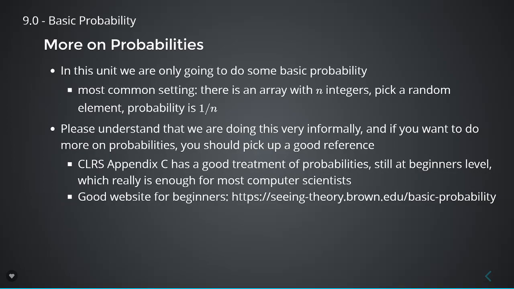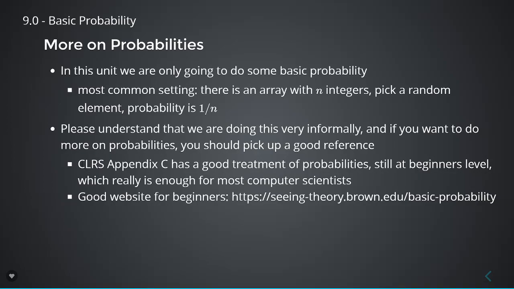dry. So again, in this unit, we're only doing simple, basic probabilities. Actually, the most common setting here is just, here's an array with n elements, pick a random element, the probability is 1 over n. That's really it. And again, we are doing this very informally. This is not a course on probability. If there are statistics lecturers or math lecturers looking at how I treat probability, they may get very angry. Or if you're an actual stats student, you may not like how I did it.